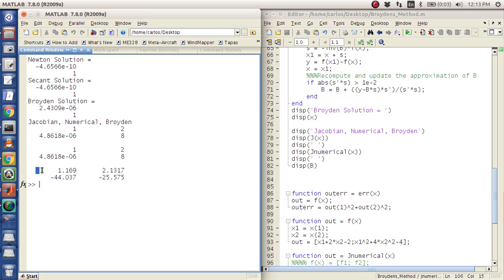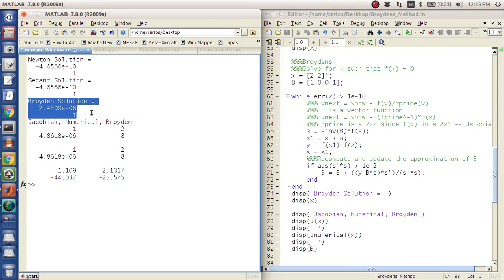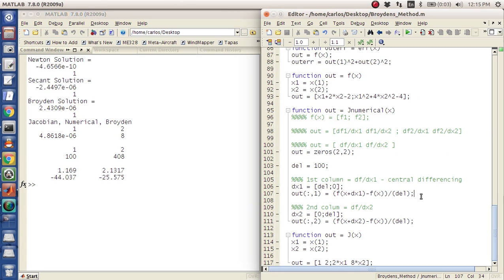Because if you look at Broyden's matrix, it's totally off. 1, 2, that's right, but -44, -25 is way off. I'm surprised that this converged, to be honest. But it is what it is. I might tinker with it a little bit more, but hopefully that will help you out with Broyden's method. Good luck.